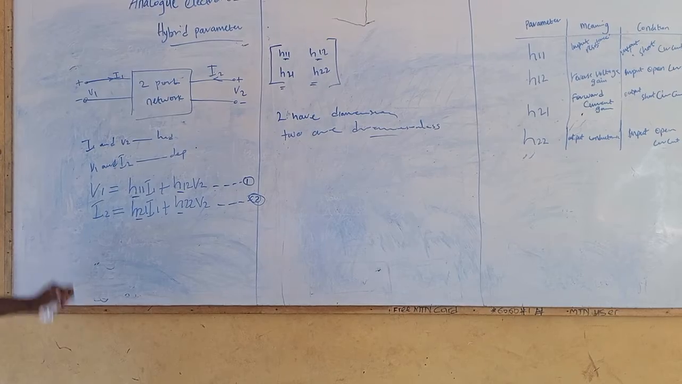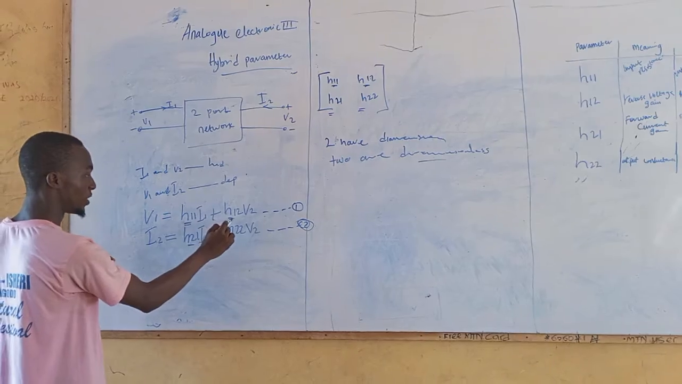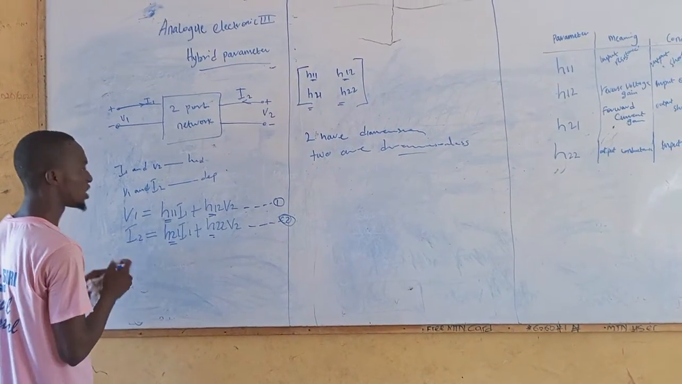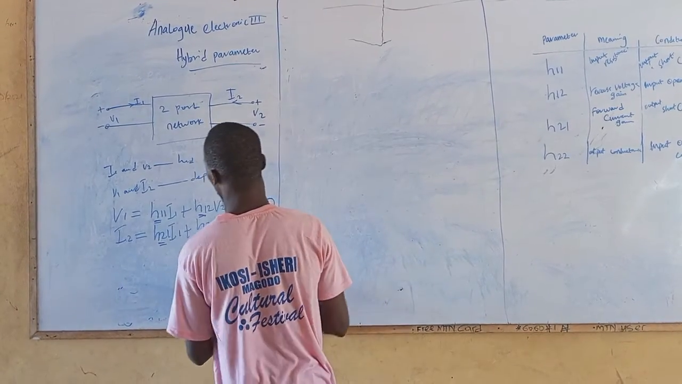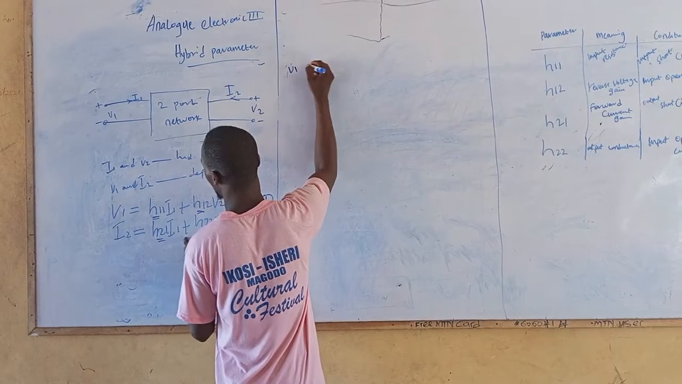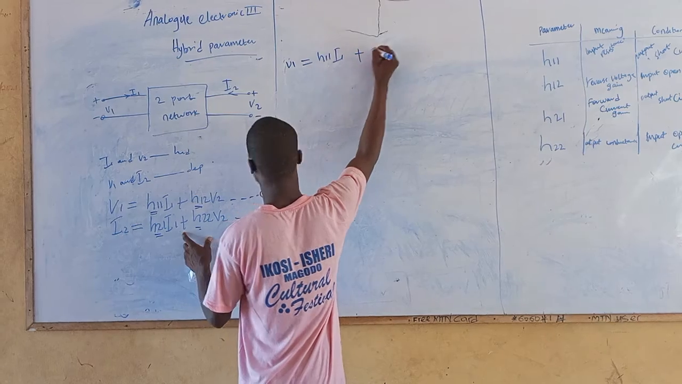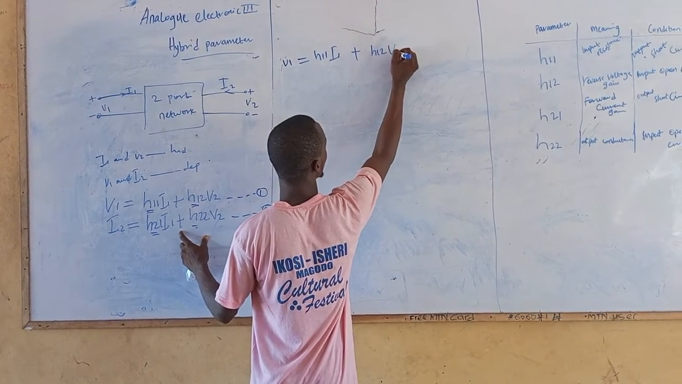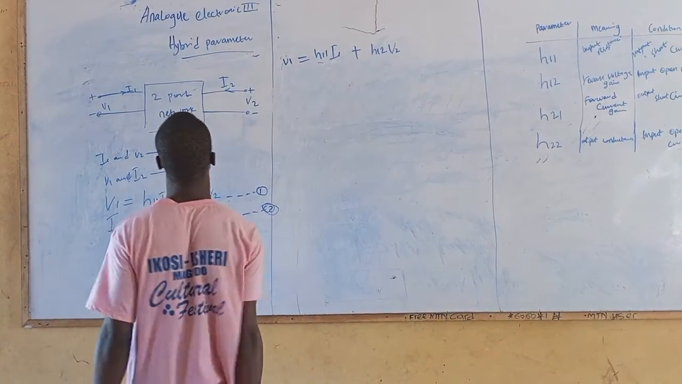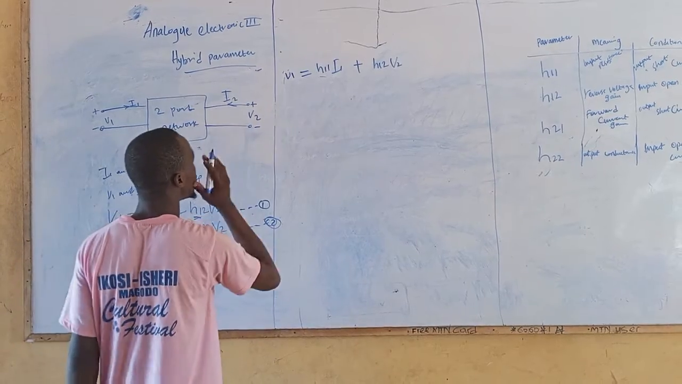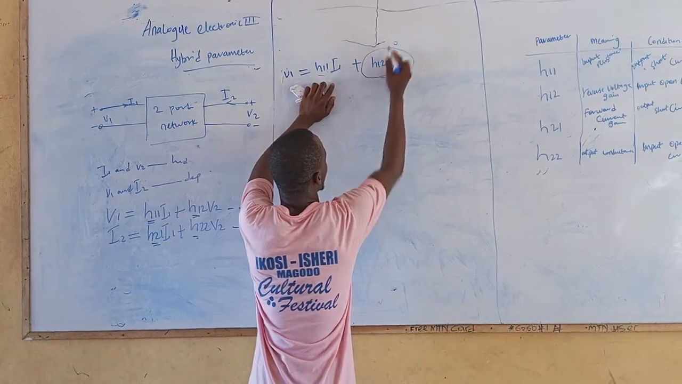So let's proceed. Let us consider those that are dimensionless, because we want to prove this. In this case, let us consider our equation one. They give us V1 equal to H11 I1 plus H12 V2. That is our equation 1. So we want to prove H11. One thing that happens is that as far as you are proving this side, every term here returns to 0.